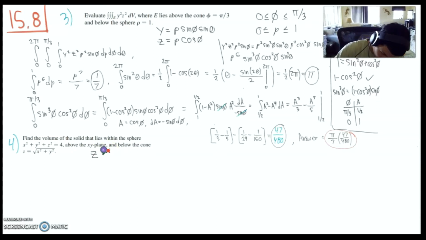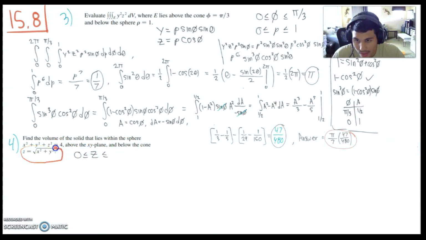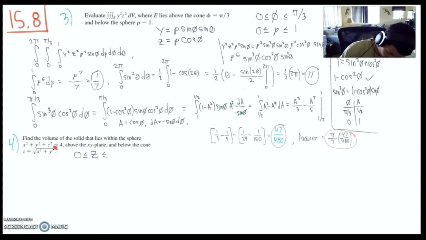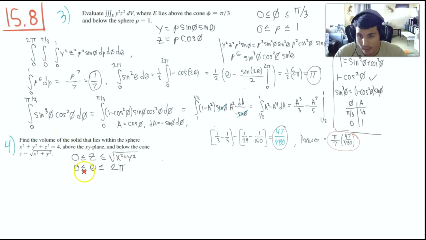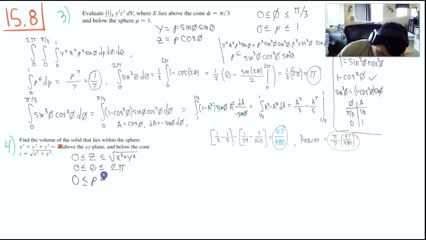So we could write z above the xy plane, and below this cone, that means that's our top bound, right? And both of these go around 0 to 2 pi for their theta. Yeah, so where we left off, we said that theta was going to be from 0 to 2 pi, right? And using this, you could see that rho squared is equal to 4, thus rho is equal to 2, and rho will be from 0 to 2.